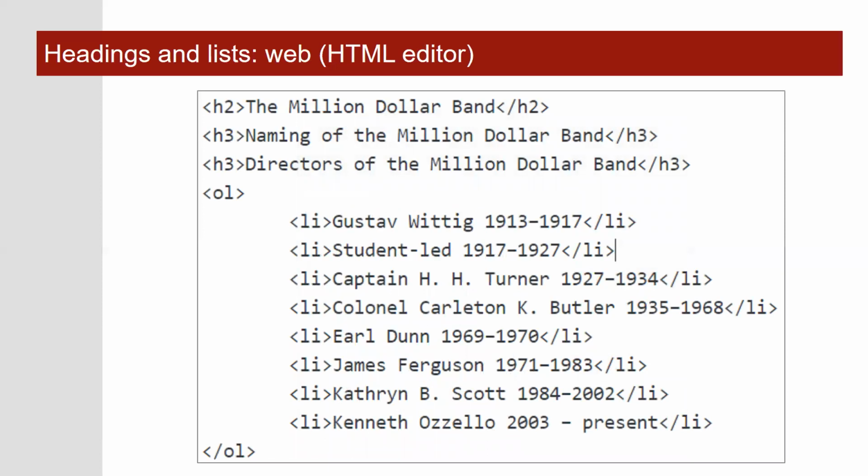You can also add headings and lists to the HTML code itself. The example here shows the same content as the previous slide marked up with HTML heading tags. That's the H2 and the H3. And the HTML ordered list and list item tags. That's the OL and the LI tags.